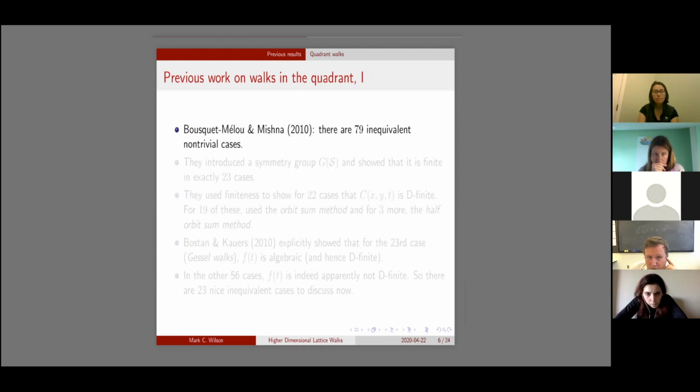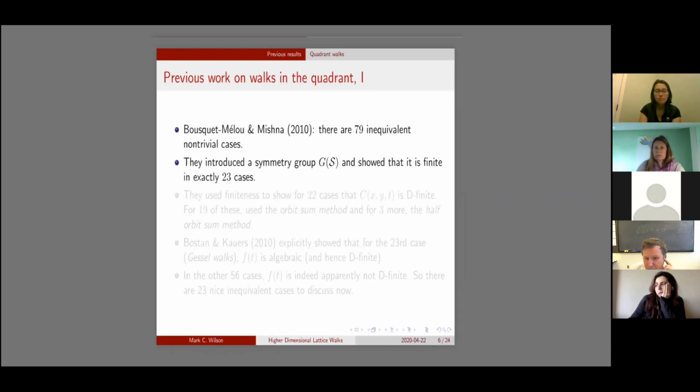So I want to now talk about some previous work on the general problem. The seminal paper, I'd say, is Bostan and Mishna, where they reduce the 255 classes, that's 2 to the 8 minus 1, of walks a priori by various symmetries and reducing to previous work. They showed there's still 79 cases that need to be discussed.